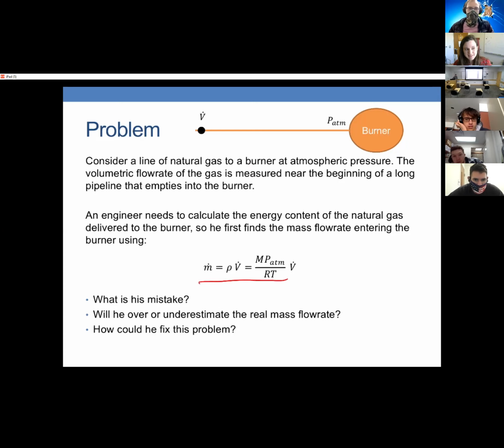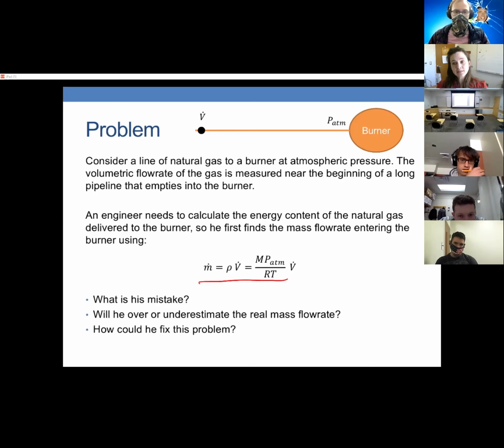What is his mistake? Will he over or underestimate the real mass flow rate, and how could he fix the problem? I want you all to think about this for 30 seconds, and then I'm going to call on someone for their thoughts. So I want everyone to think through this for about 30 seconds to a minute.